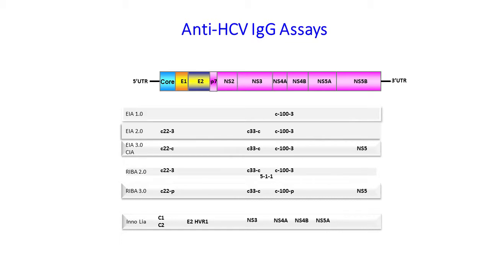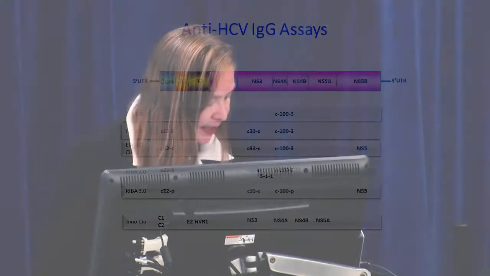In rare circumstances, false negativity is associated with these EIAs and includes patients with major immunosuppression, such as advanced HIV infection or organ transplant patients, patients with chronic renal failure on long-term hemodialysis, and patients with acute or very early HCV infection.